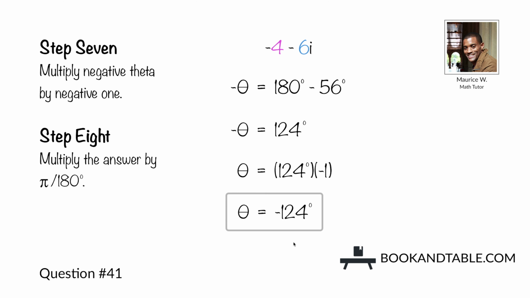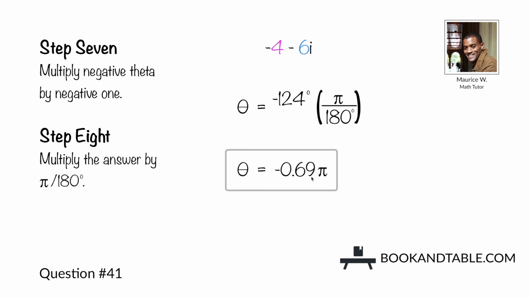And if we want this answer in radian form, then we'll multiply it by pi over 180 degrees. And -124 degrees divided by 180 degrees gives us -0.69 radian. So the argument for -4 minus 6i is -124 degrees, or -0.69 radian.